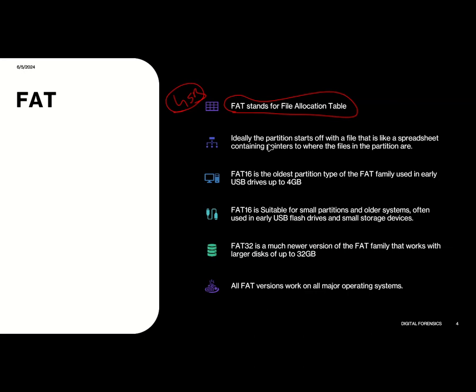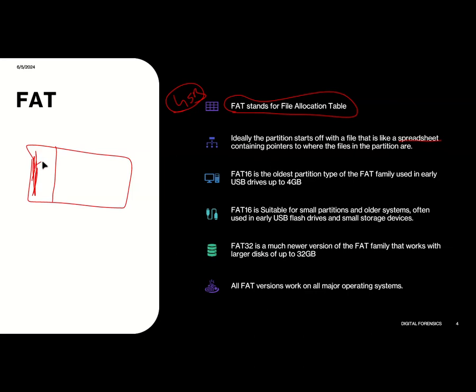Ideally, the partition would start off with a certain file. So in the beginning of a FAT partition, there's a file placed there called the FAT, the file allocation table. The FAT is somewhat like a spreadsheet. This file has a little spreadsheet that has pointers.